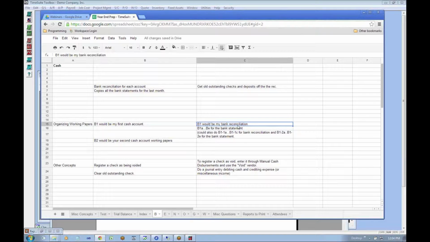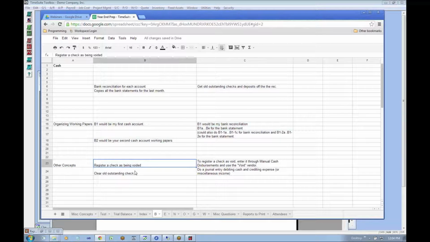So B1 would maybe be your bank reconciliation. B1A would be your bank statement, as an example. Also could be B1-1A and B1-1C, that kind of thing. B2 might be your second bank statement work papers.